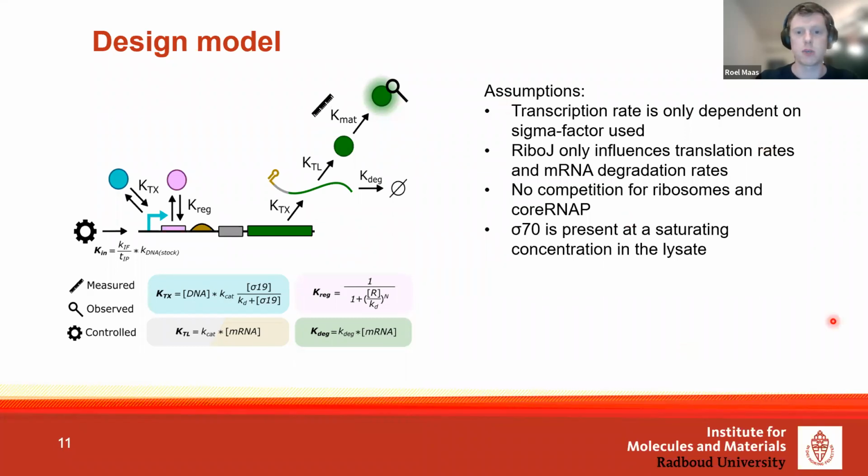And within the model, we had some specific assumptions. We assumed that the transcription rate is dependent only on the sigma factor used. So whenever we have an operator site within the promoter sequence, that won't affect the transcription rate parameters. Like I already said, the Radboud J only implements the translation rates and a little bit also the mRNA degradation rates. There is no competition for ribosomes and core RNA polymerase in our system. And last but not least, sigma 70 is present in the lysate in saturating concentration, so we will never run out of that. So we could model transcription using sigma 70 as a linear relationship.